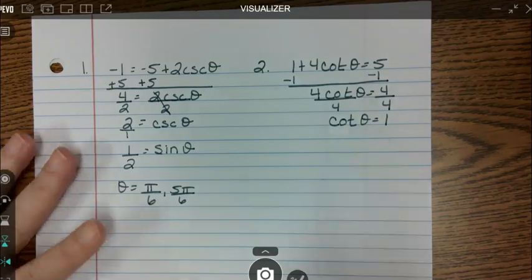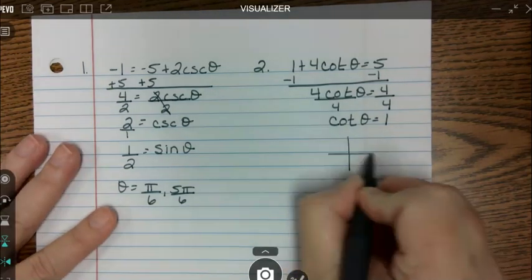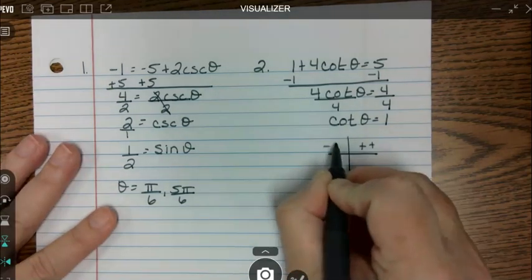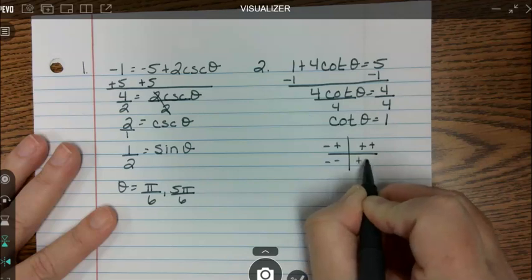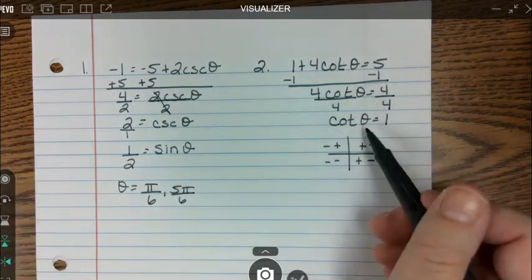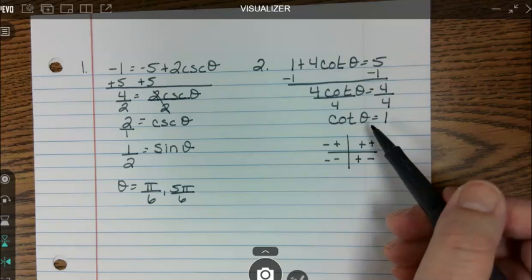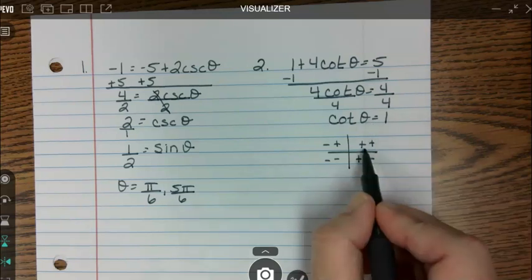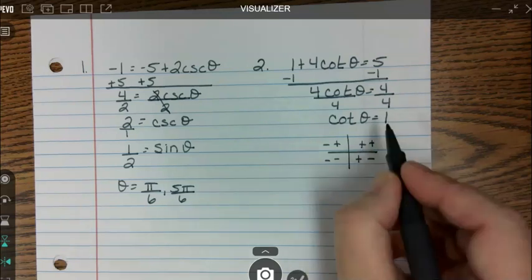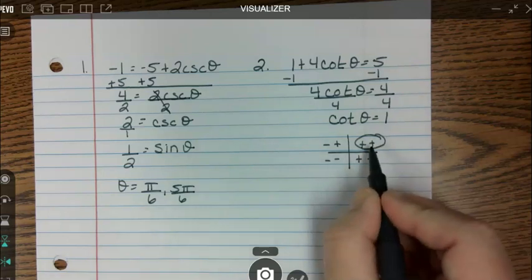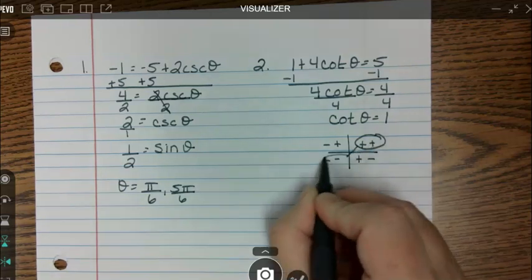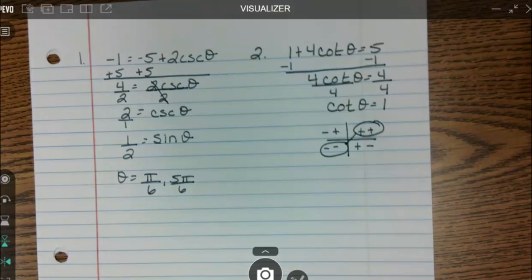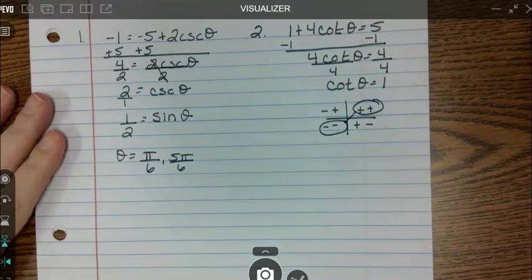Okay, before we move on, we need to look at when cotangent is positive. A positive divided by a positive is a positive. And remember, if this one's a positive, the one diagonal from it's a positive. Okay, so now I'm going to pick back up on the problem.